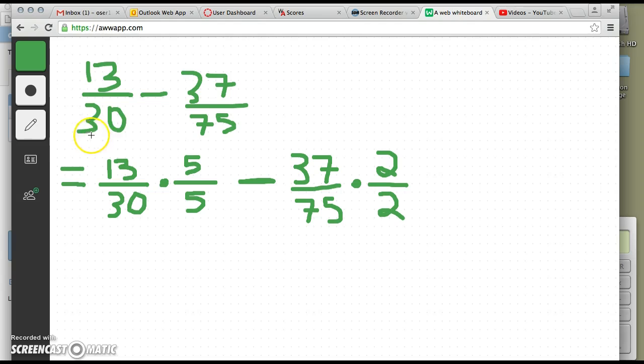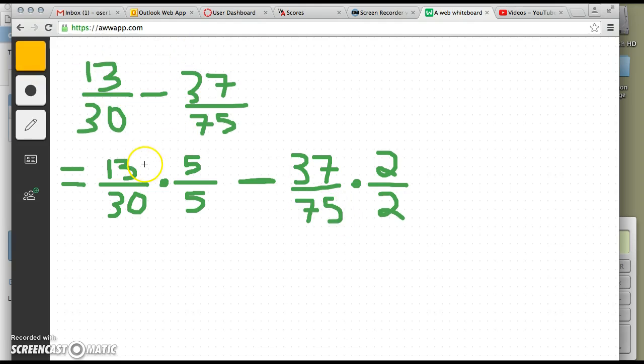So notice here, guys, all we're doing is taking our first fraction, 13 over 30, and multiplying it by the number 1. We're not changing its value. Minus our second fraction, 37 over 75, and we're multiplying it by the value 1. We're not changing its value. So what we see here is equivalent to what we see here. All we did is multiply our two fractions by the number 1, but we did it very strategically, because now we have obtained our common denominator of 150.